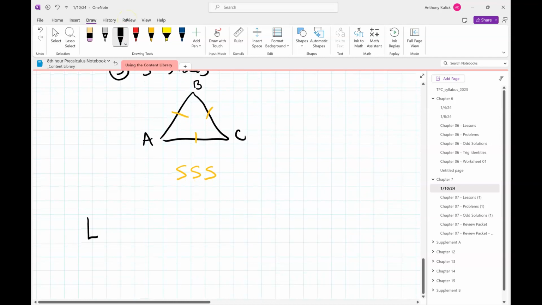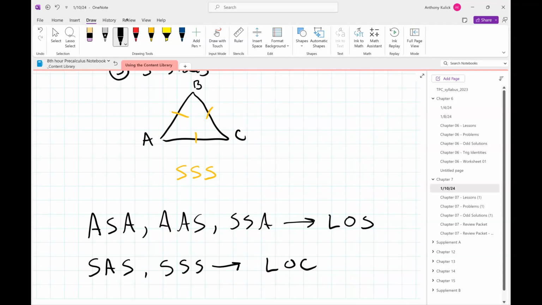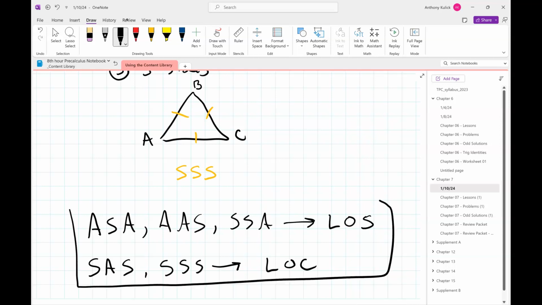So, if we are in angle, side, angle, angle, angle, side, or side, side, angle, we're going to be doing law of sines. If we have side, angle, side, or side, side, side, we're going to be doing law of cosines. Law of sines, and then law of cosines. That's a good one to remember, right? That's how we're going to use the situation to help dictate what to do next. Everybody cool with the plan?